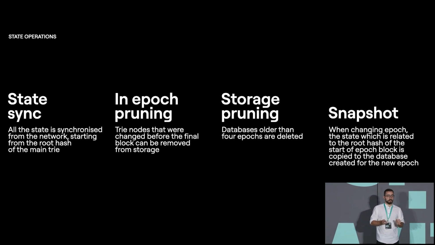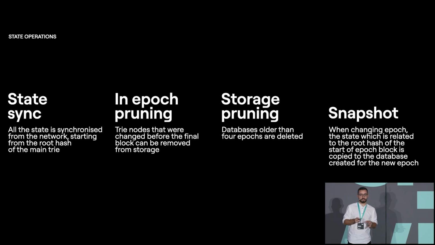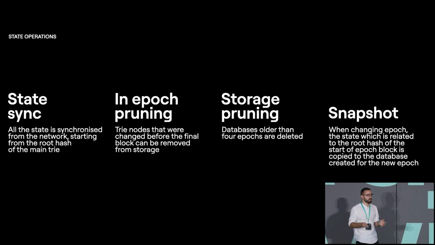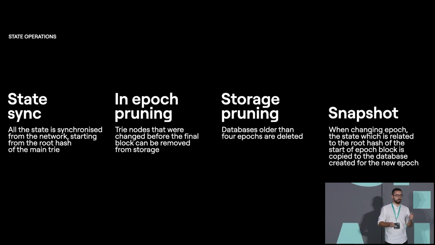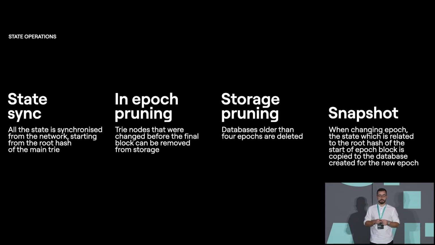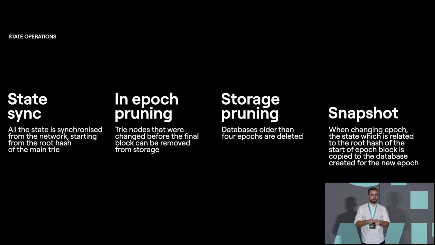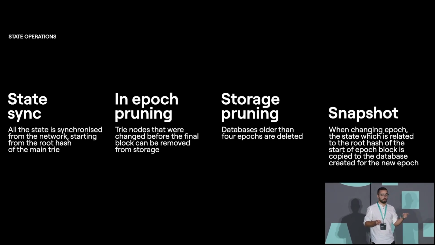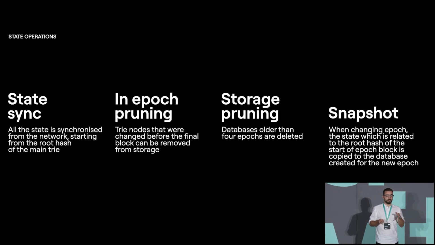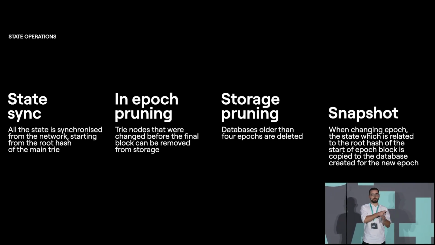Every version of your account is saved into storage. So if you execute a transaction, your account will change, and that version will also be saved into storage, and so on and so on. So you can imagine the state will grow continuously. The way we have found to combat this is called in-epoch pruning. We don't actually need all the history of your account, because we cannot refer to it before the final block. So we can remove all the state that was modified before the final block.